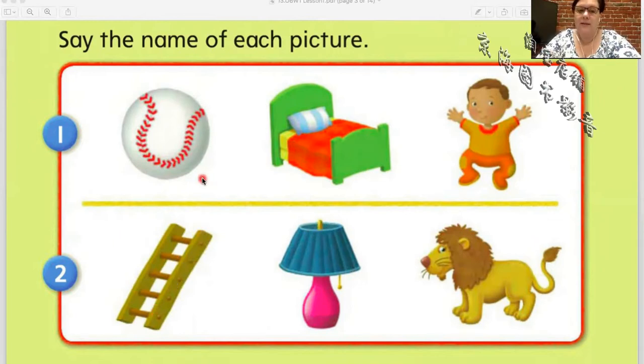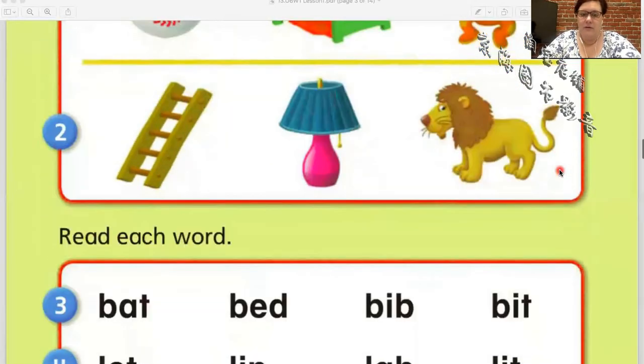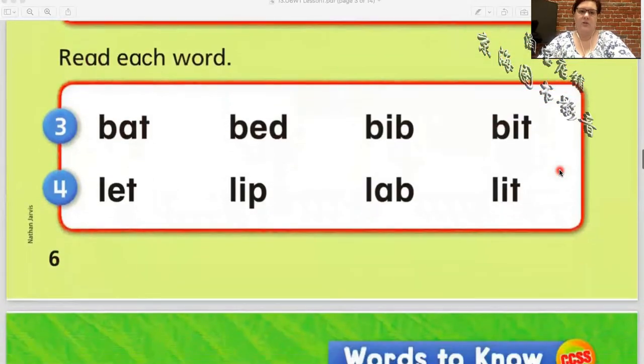So all of these things either start with the letter B, ba ba ba, or L, la la la. Okay, so let's read these again one more time. Ready? Go. What's this? Ball, very good. What's this? Bed, very good. What's this? Boy, good. What's that? Ladder, very good. What's this? Lamp. What's this? Lion, very, very good.